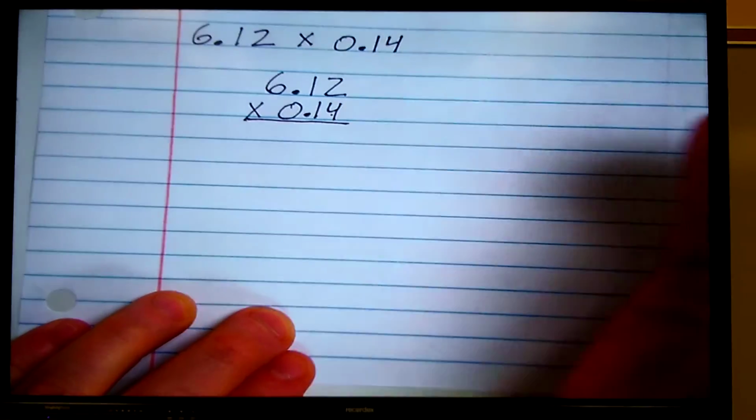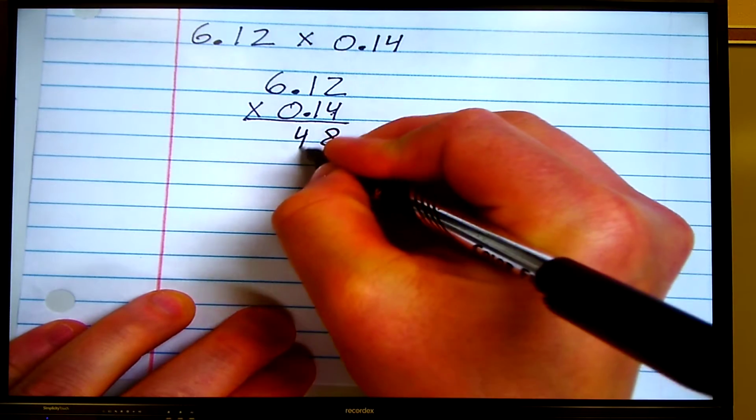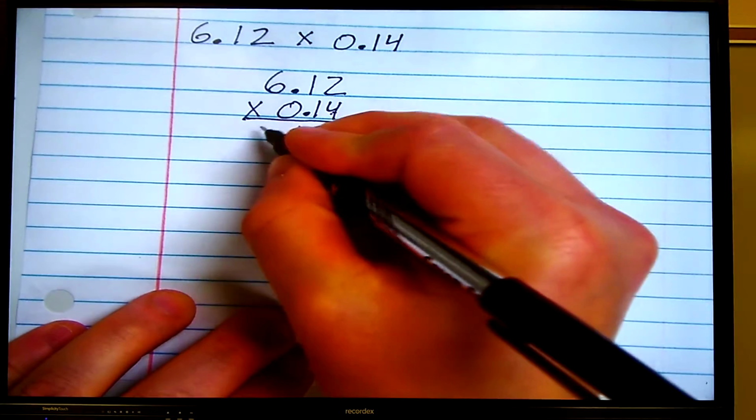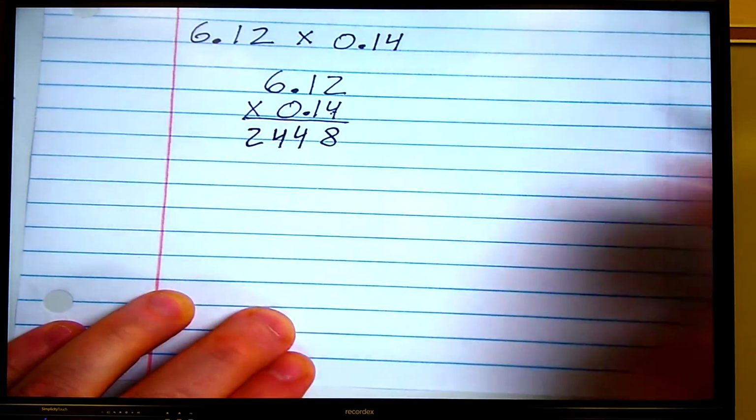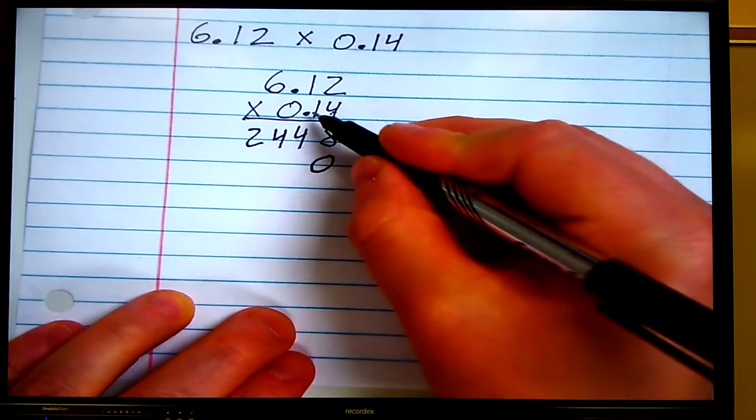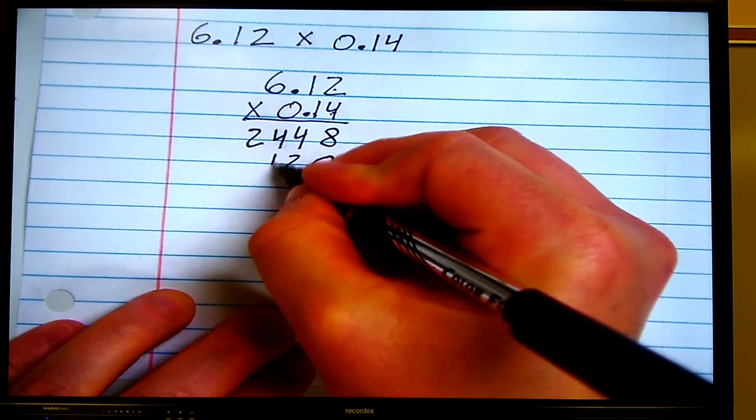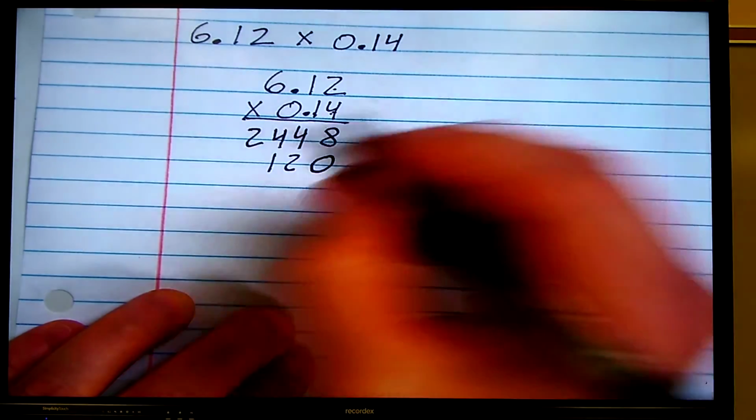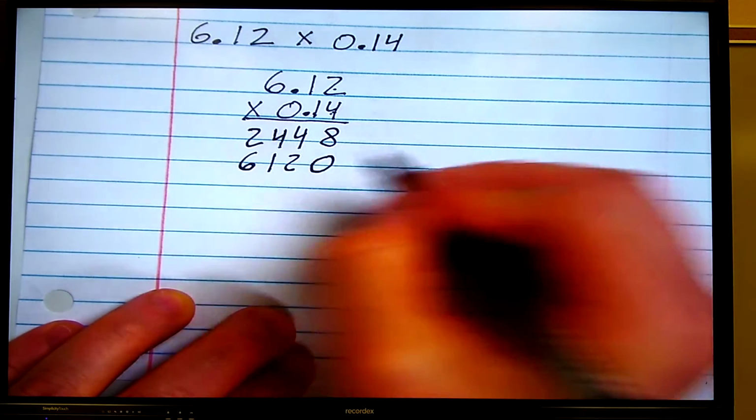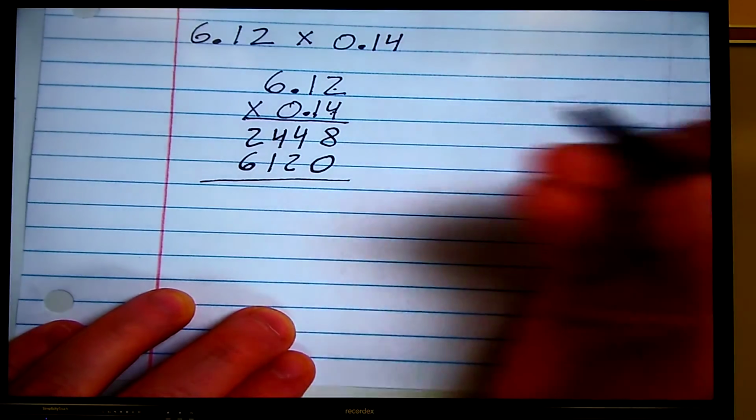4 times 2, 8. 4 times 1, 4. 4 times 6, 24. Bring down a 0. 1 times 2 is 2. 1 times 1 is 1. 1 times 6 is 6. Now I just simply add. I don't have to worry about multiplying by that 0.